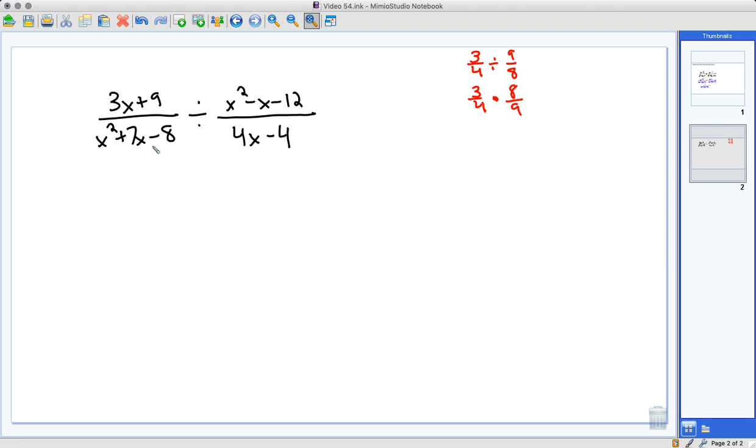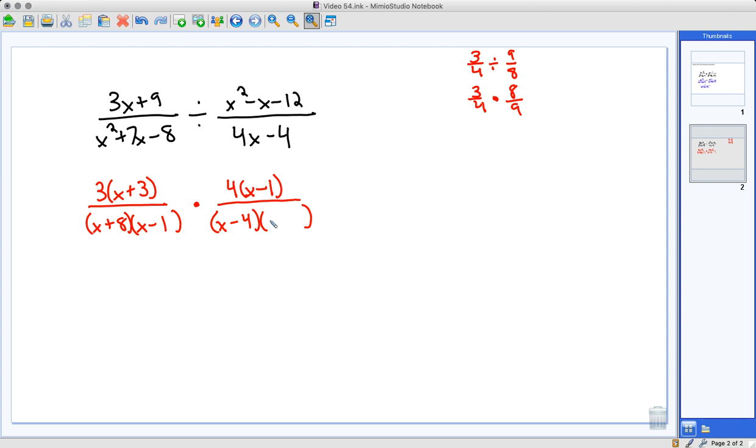3x plus 9 doesn't factor like this bottom one would, but what do they have in common? They have a 3 in common. I'm left with x plus 3. The bottom part factors into x plus 8 times x minus 1. Switch the sign, and then flip the fraction. So 4x minus 4 is going to go to the top. 4 goes into both of those, so I'm left with x minus 1. Then x squared minus x minus 12 factors into x minus 4 times x plus 3.